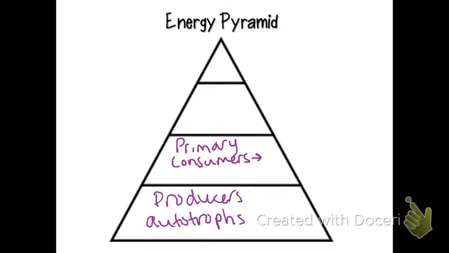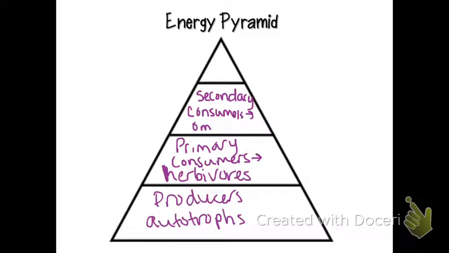And your primary consumers are going to be your herbivores. Herbivore means it's eating only plants, things that are not meat. So primary consumers are going to be your herbivores. The organisms that eat primary consumers are called secondary consumers. And these are more likely than not going to be your omnivores, meaning that they eat both plants and animals. So we are going to fall mostly into the secondary consumer category.